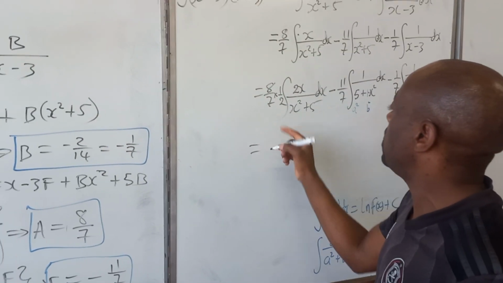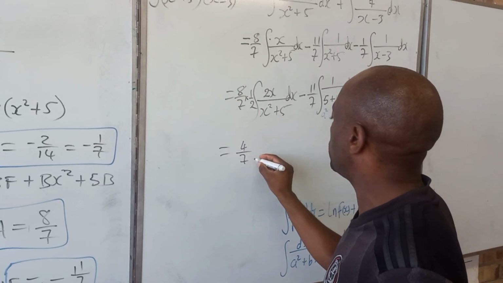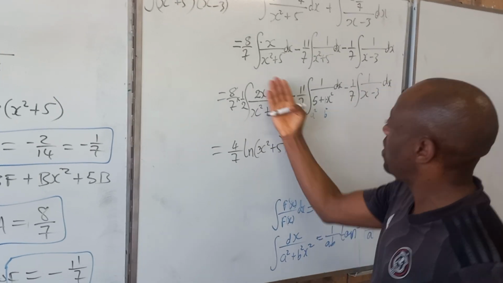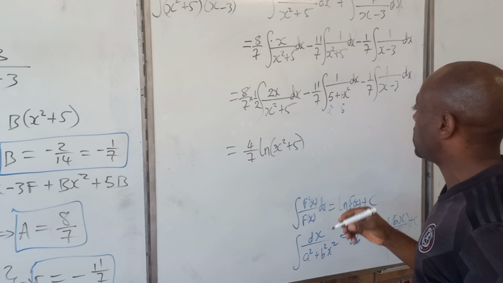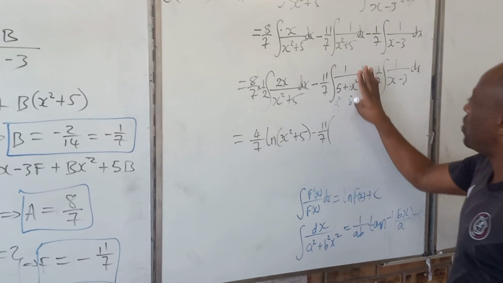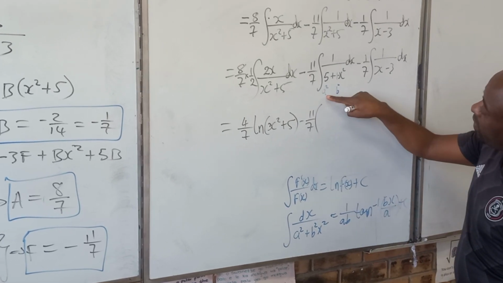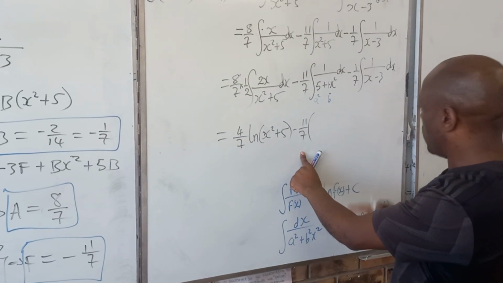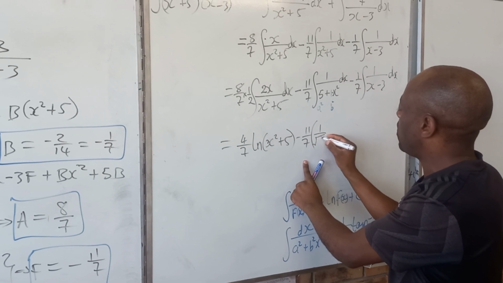So my final answer, 8 divided by 2 is 4, so we'll get 4 over 7, the ln of x squared plus 5 for the first, because the first is a perfect match for this u substitution formula for the partial fractions. Then minus 11 over 7 into, to write the answer of this, we're going to use the left side. We need 1 over ab. If a squared is 5, it means a is root 5. b squared is 1, it means b is 1. So we'll have 1 over the square root of 5.